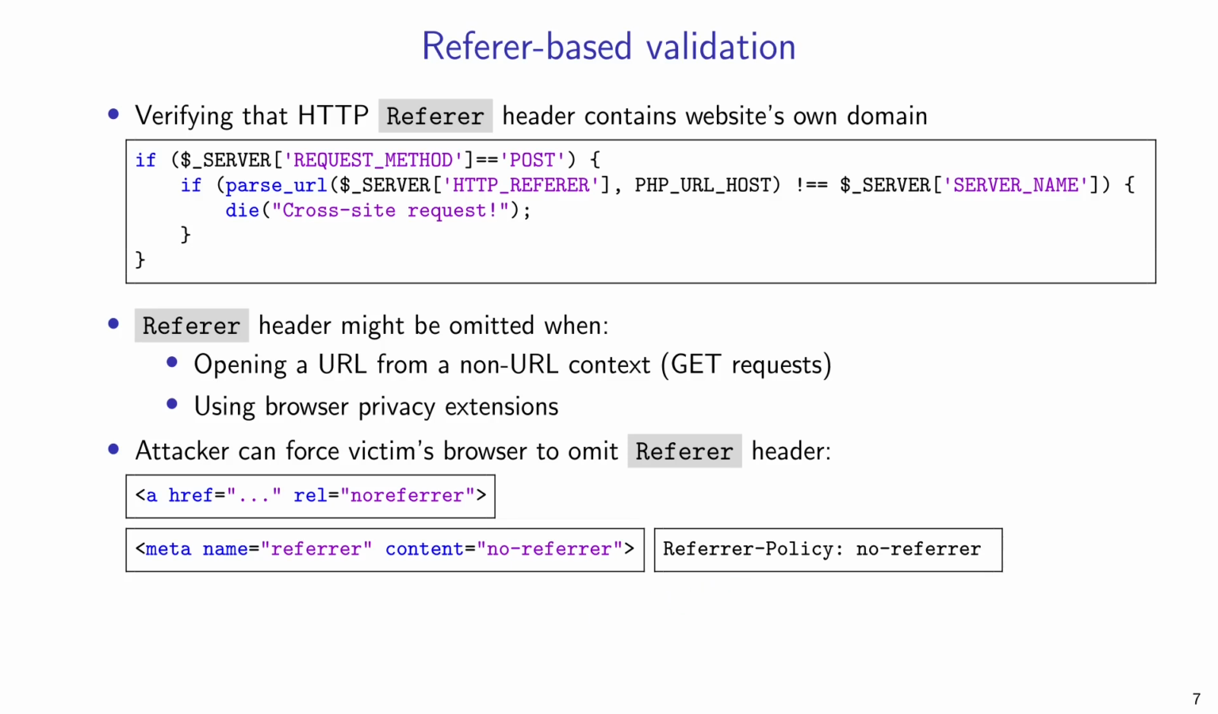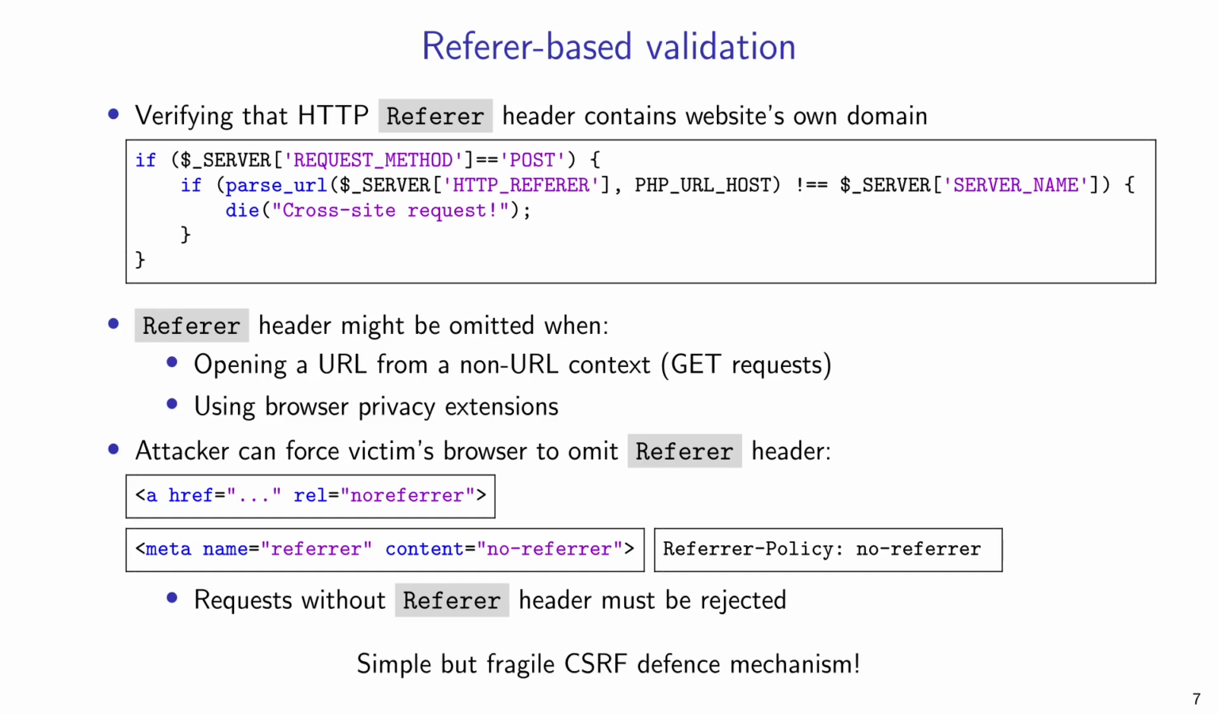Therefore, to be on the safe side, POST requests without Referer header must be rejected by the server. And this now becomes a business decision whether to exclude users who use aggressive privacy settings in their browsers. Due to that, this is a very simple but also a rather fragile CSRF defense mechanism.